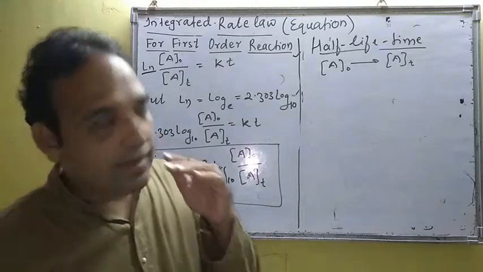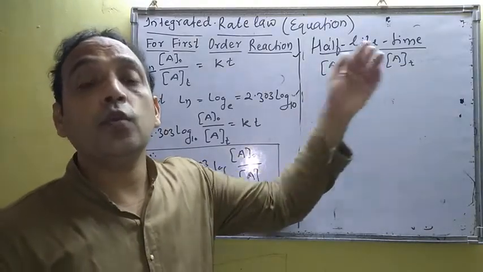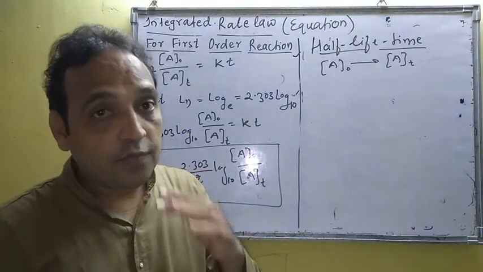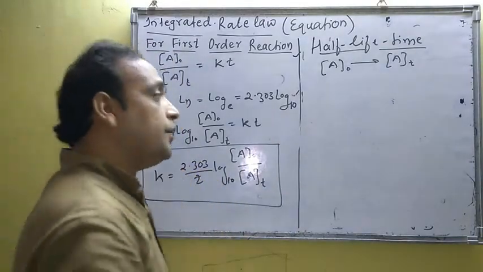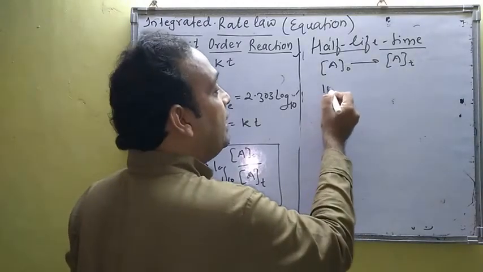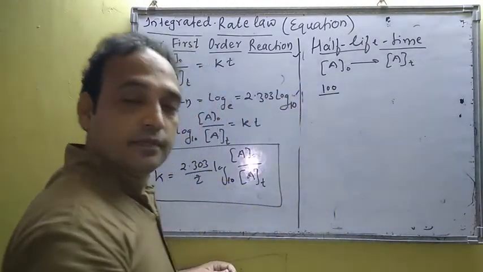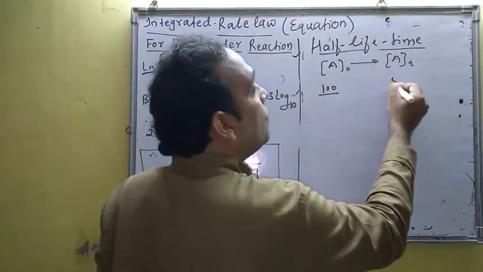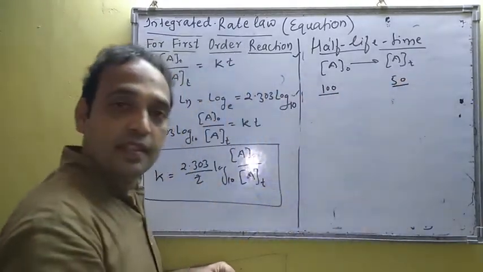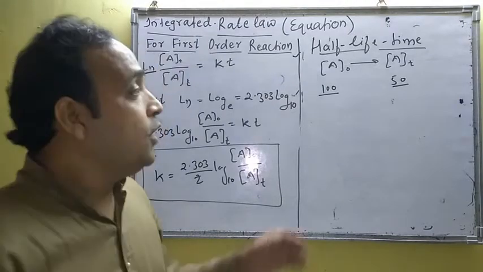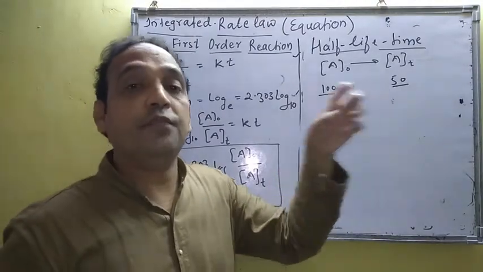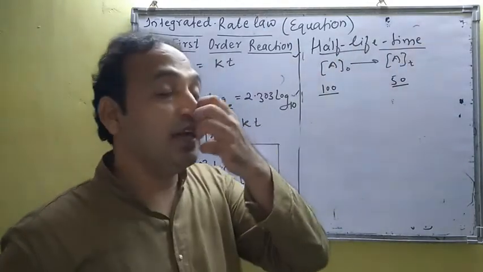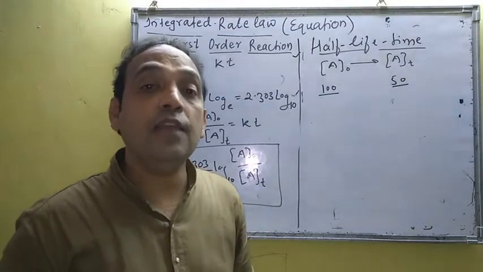Now actually half-life period means the time required to complete half of the reactant into product. Half of the reactant into product. Now suppose initially I am having 100 reactants. Now half means here we will get 50. So to convert 100 into 50, that is 50% of the reactant into product, the time required is called your half-life period or half-life time.